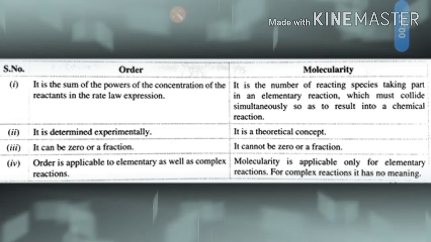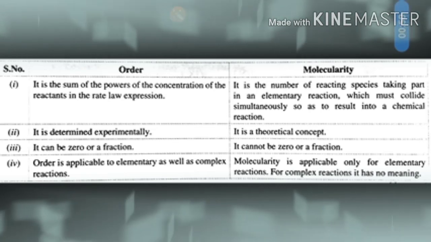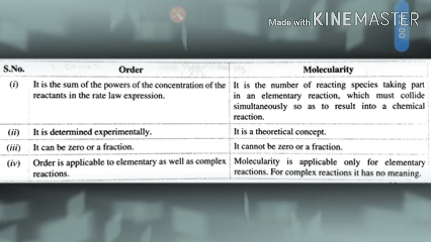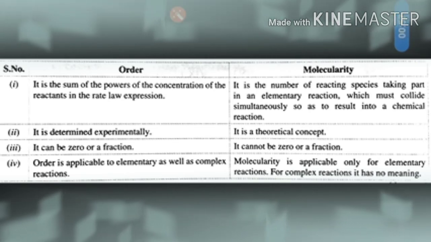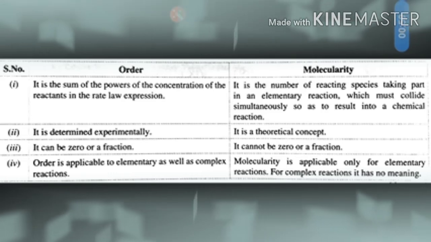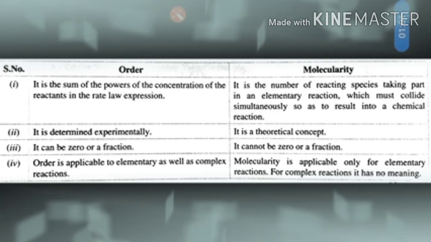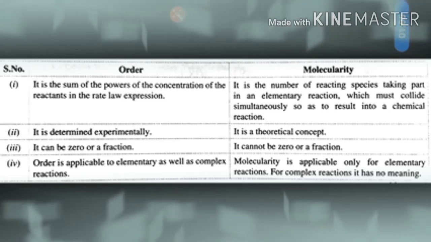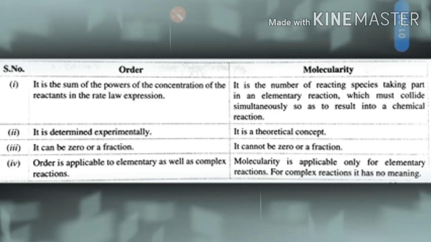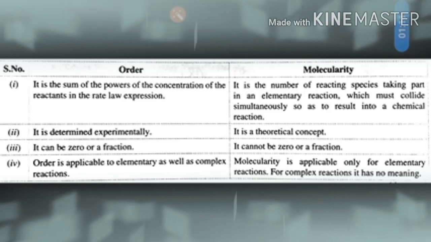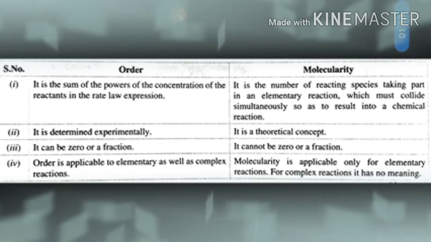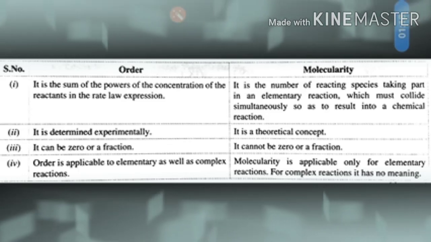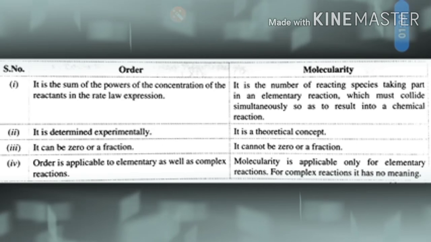But still, there are some differences between the order of reaction and molecularity. So the first point: the difference is in the definition. Order of reaction is the sum of the powers of the concentrations of the reactants in the rate law expression. And molecularity is the number of reacting species taking part in an elementary reaction which must collide simultaneously so as to result in a chemical reaction. Second point: order of reaction is determined experimentally, and molecularity is a theoretical concept.